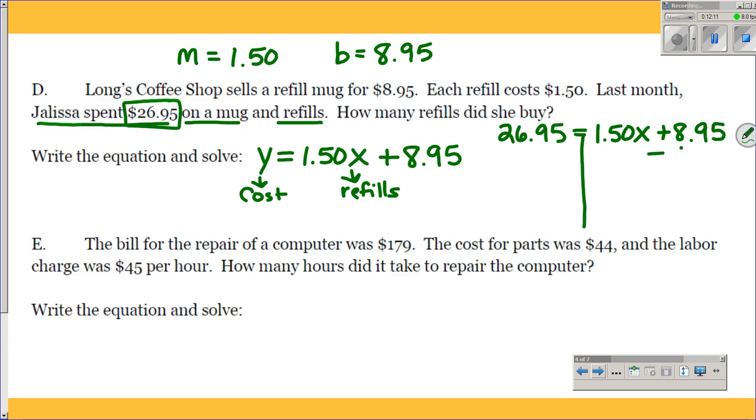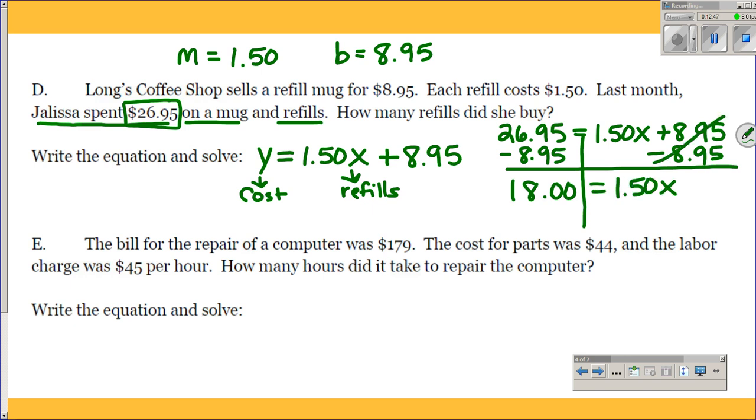So we're subtracting $8.95 on each side. $26.95 minus $8.95 equals, hold on, I did something wrong, sorry. $26.95 minus $8.95 equals $18. That's what I thought. I just wanted to double check myself. So we get $18 equals $1.50x. So $26.95 minus $8.95 is $18.